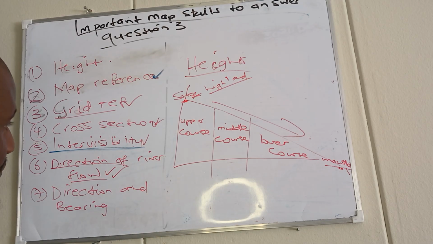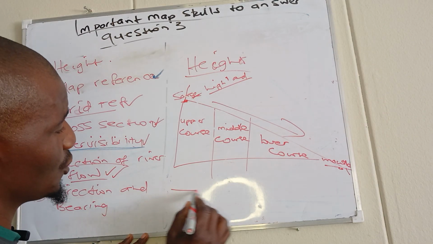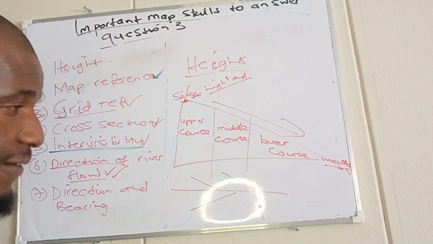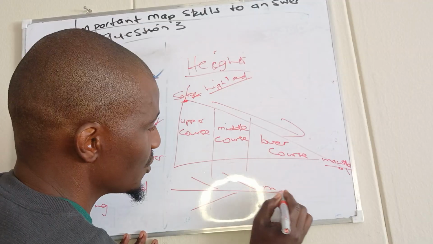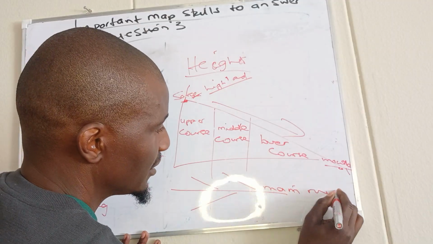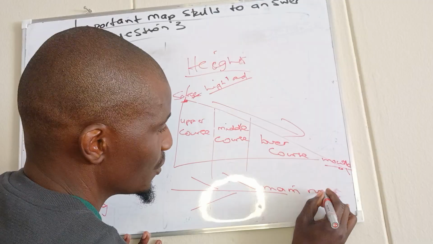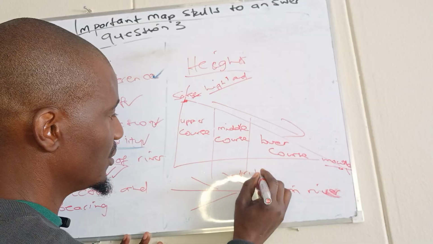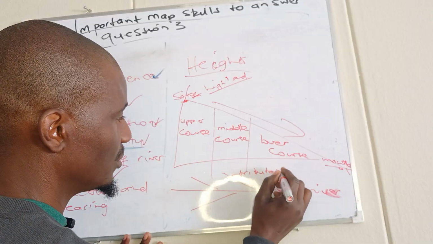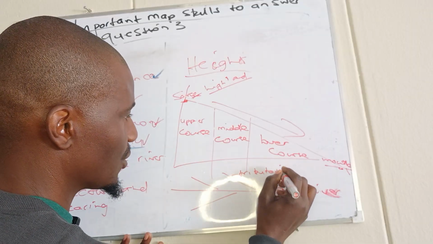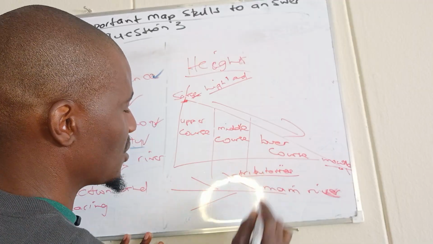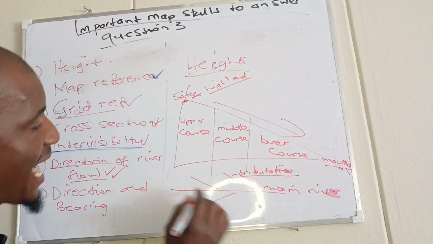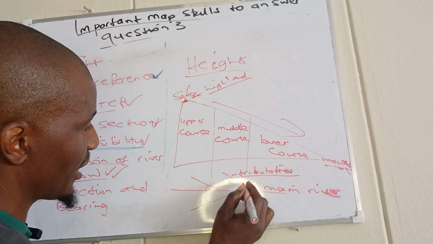So that's number 1. Number 2, assuming that this is your river, you can also check the angle at which the tributaries, that is the small rivers, join the main river. This is the main river. Sorry about the handwriting there. These are tributaries, which are small rivers. So they are joining this main river at an acute angle. Look at the angle at which they are joining the main river.